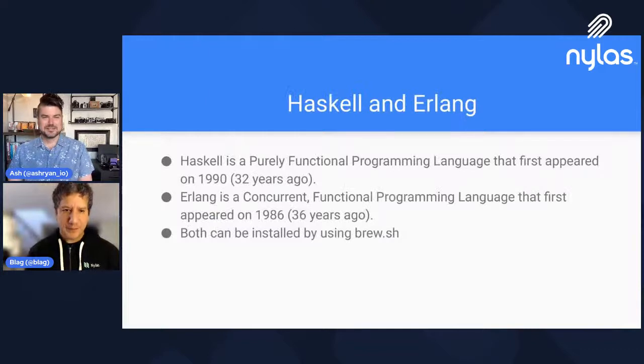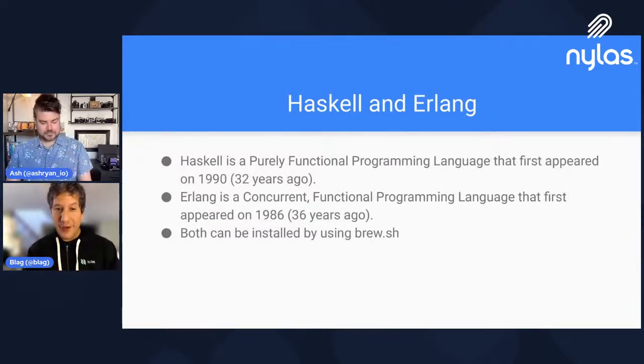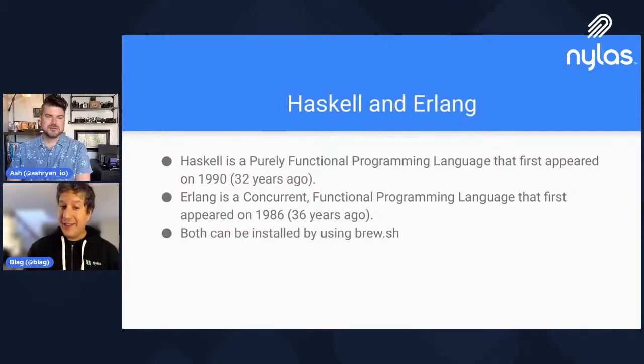So we're going to talk about a little bit of Erlang and Haskell. Haskell is a purely functional programming language that first appeared in the 90s, so 32 years ago. And then Erlang, which appeared 36 years ago, is concurrent and functional. And they both can be installed using Brew.